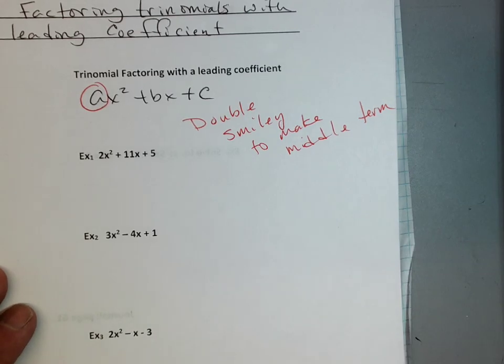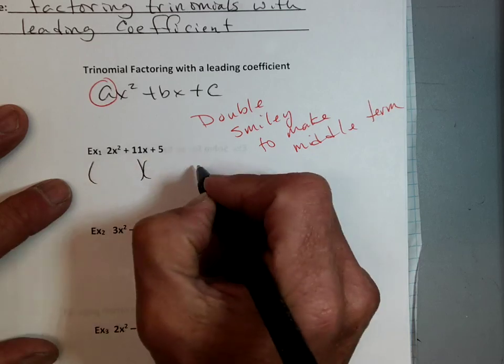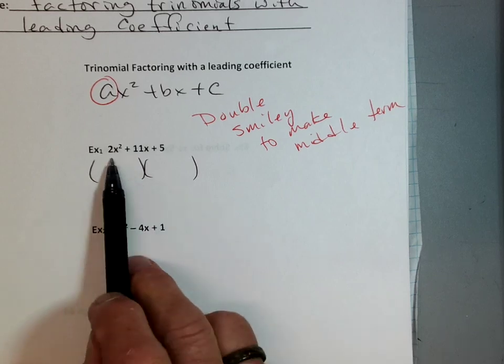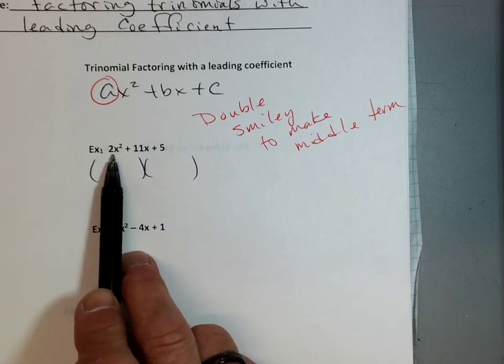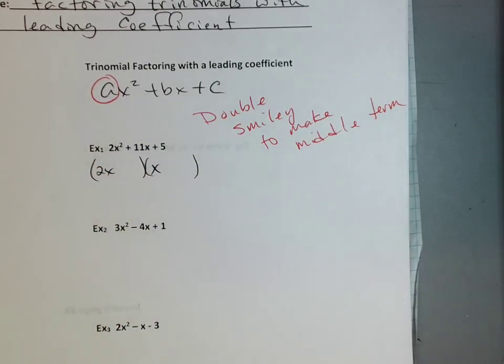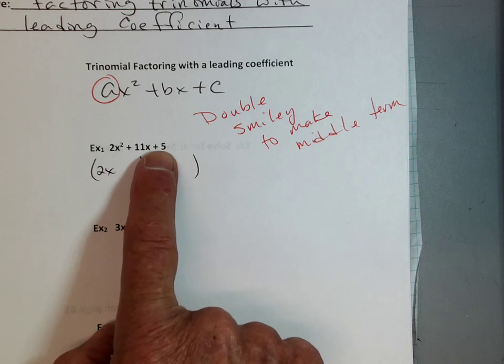Let's start. Right off the bat, same thing: parentheses, parentheses, and then start with the 2x squared. That's easy. How do you make a 2x squared? 2x and x. Everybody agree with that? Now, I'm going to do it wrong first so you can see it. Think about this. The multiples of 5 are 5 and 1, or 1 and 5. It's important I say both.